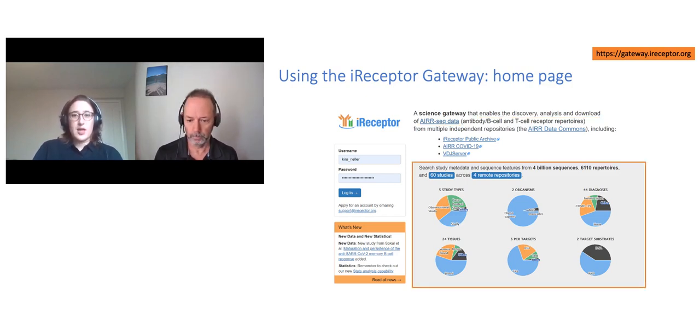You'll also see a panel here that describes some of the features of the currently 60 studies that are in the AIRR Data Commons. You'll see study types, tissues, diagnoses, and in terms of the diagnoses, you can really see that all the excellent data sharing and collaboration efforts we've had has resulted in COVID-19 being the most abundant diagnosis in terms of representation of studies.